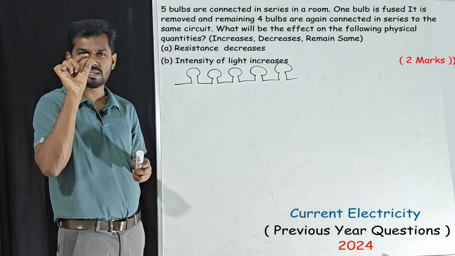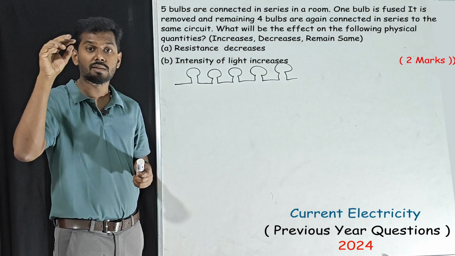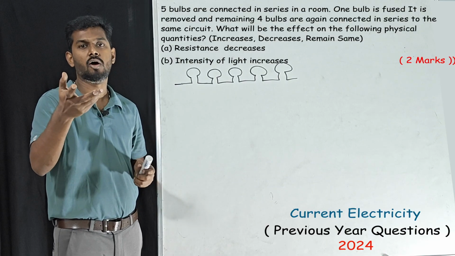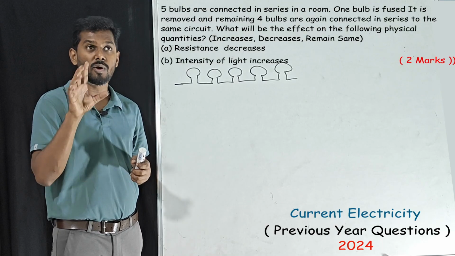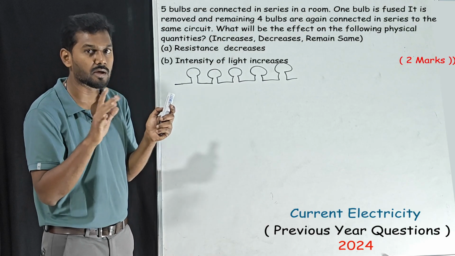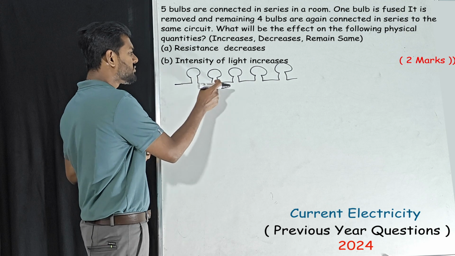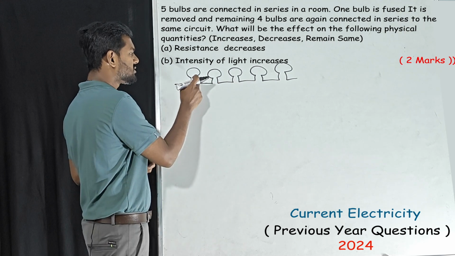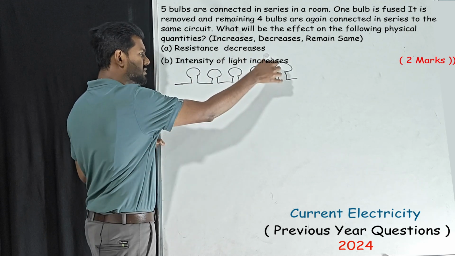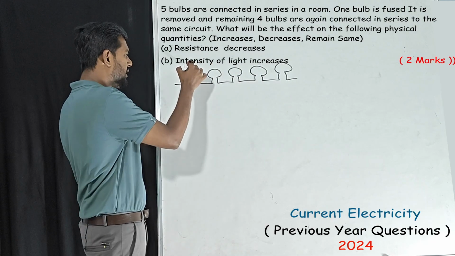Fused actually means that inside the bulb there is a filament, and that filament will melt because of high current. That we call fused. Once it is fused, it will not work. Okay, in a series connection, which one are we going to select? They have not mentioned which bulb is fused. You can select any one, the first or the last, that doesn't matter.